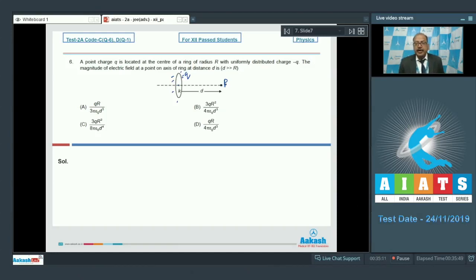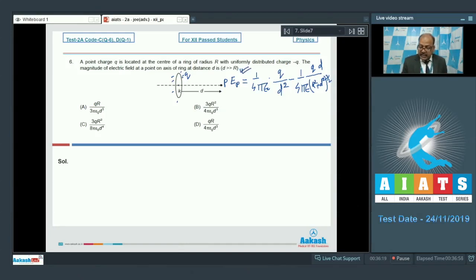So the electric field at point P will obviously be found by vector addition of the electric fields that the ring and the point charge will create at point P. So E at P will be, for the point charge, 1 by 4 pi epsilon naught Q by D square, and the field created by the ring will be in exactly opposite direction, and that field is 1 by 4 pi epsilon naught Q divided by R square plus D square to the power 3 by 2 into D. This is the expression for electric field at point P, found by superposing the electric field created by the point charge and the ring.